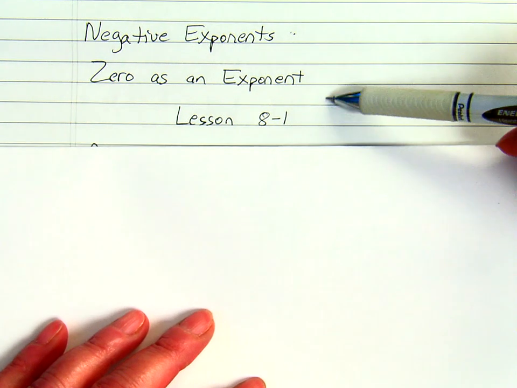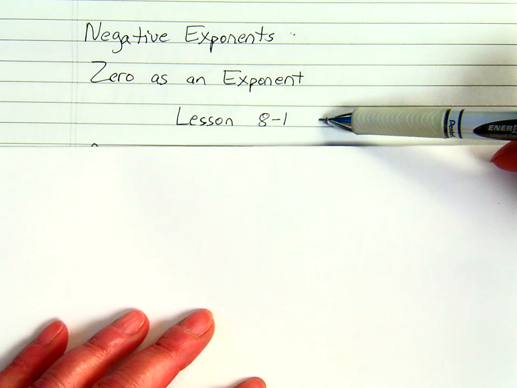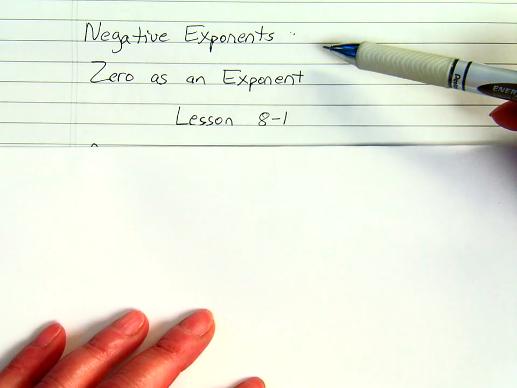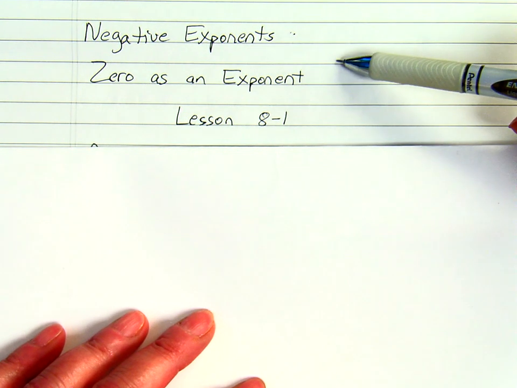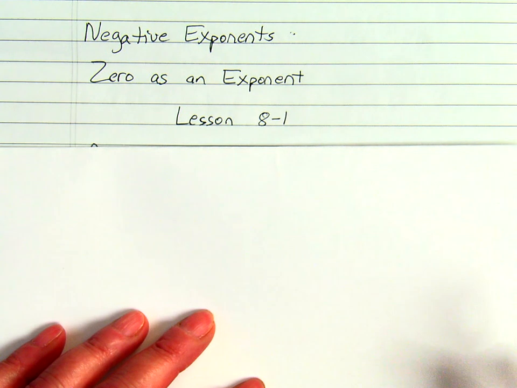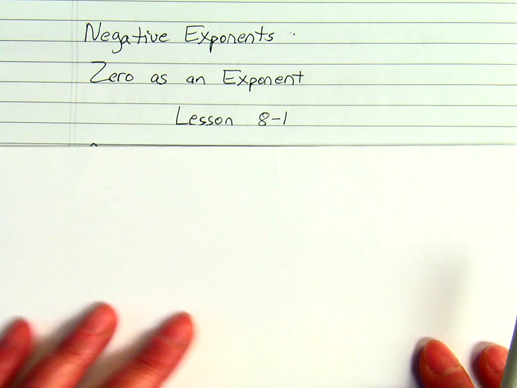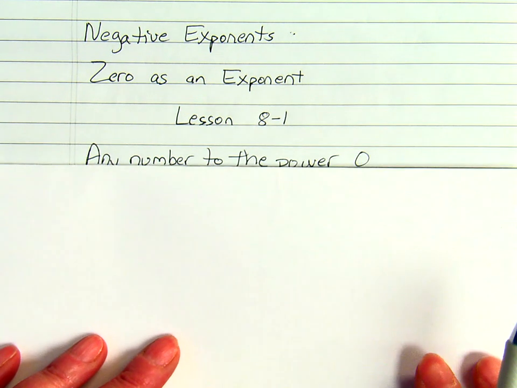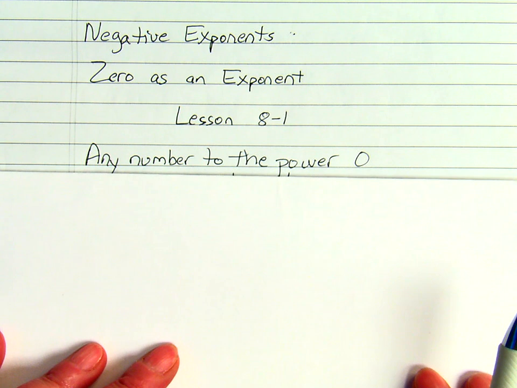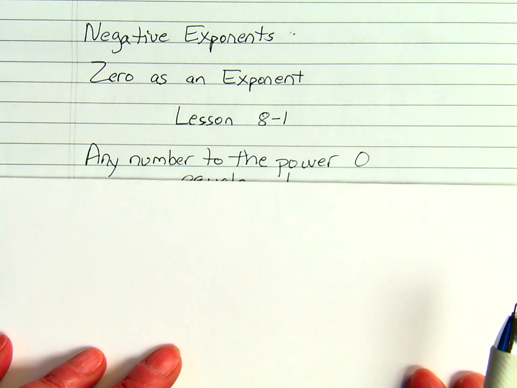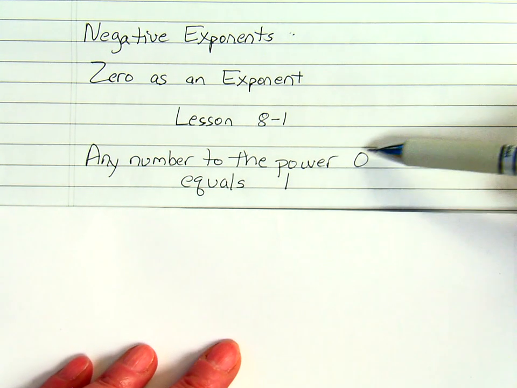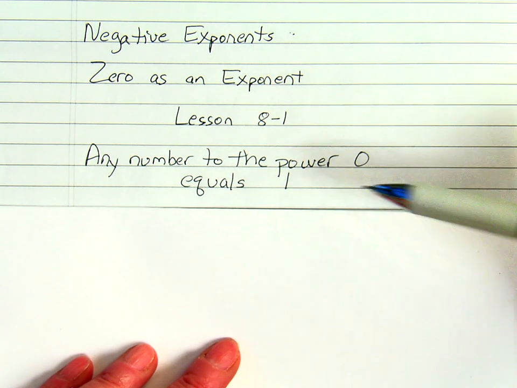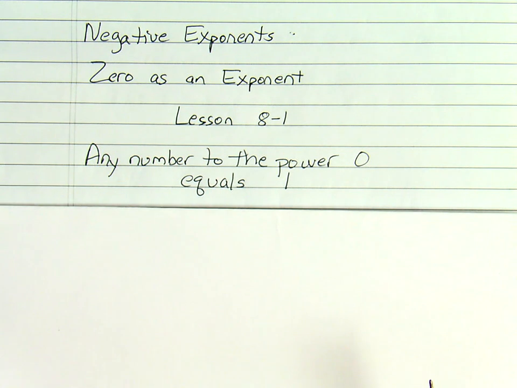We are going to be talking about lesson 8-1, and in this lesson we're going to be talking about negative exponents and 0 as an exponent. Now we're going to start with 0 as an exponent because it's just the easiest thing to learn, and I know we've talked about this before, but I just want to make sure that we really make that point, that any number to the power of 0 equals 1. Okay, so any number to the power of 0 equals 1.